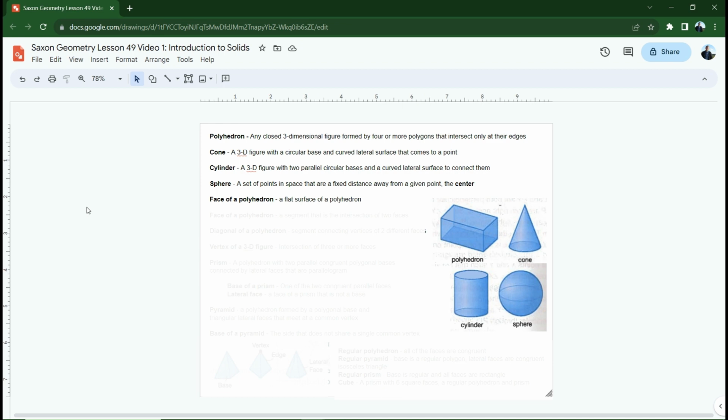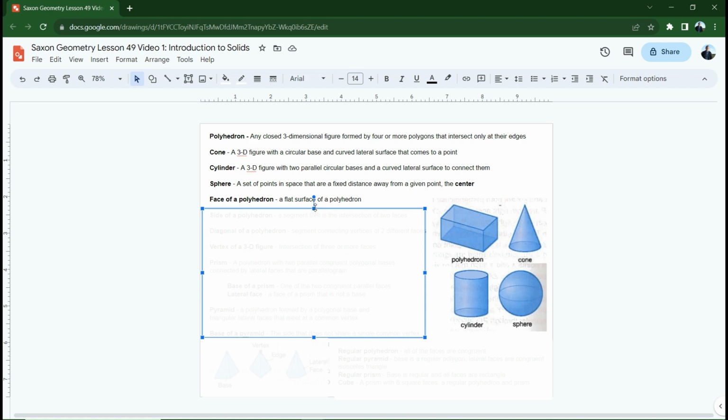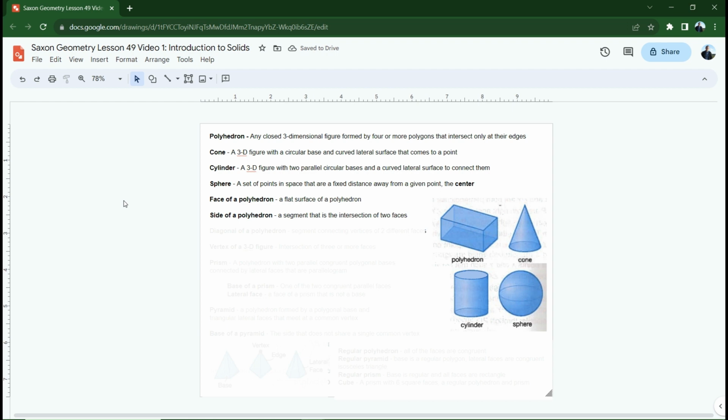And by definition, all of the faces of a polyhedron have to be polygons. If you have a shape that's not considered a polygon, like if it has any curved sides to it, or if it's an open shape instead of a closed shape, it can't possibly be a polyhedron that you're dealing with. Polyhedrons have polygon sides known as faces. So now that you know what a face is, let's talk about a side of a polyhedron. The side of a polyhedron is a segment that is the intersection of 2 of the faces. That is the easiest way to state what the side is.